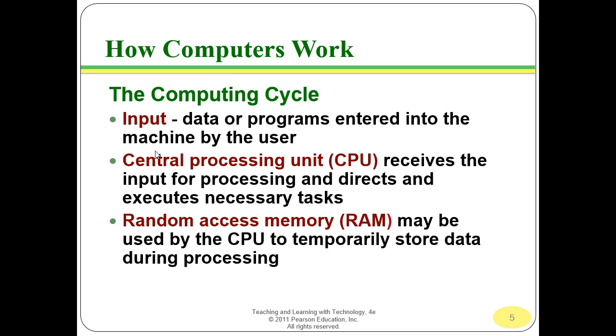Then that information is sent to what is called random access memory, or RAM. That might be used by the CPU to temporarily store data during processing. It can send it to the RAM sticks that are in the motherboard of the computer and store it there, or else pull everything into the RAM so that you can utilize the application very, very quickly, and then take that data once it's been changed and store it.